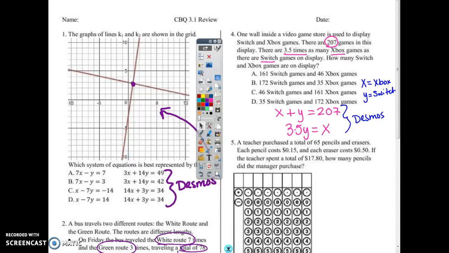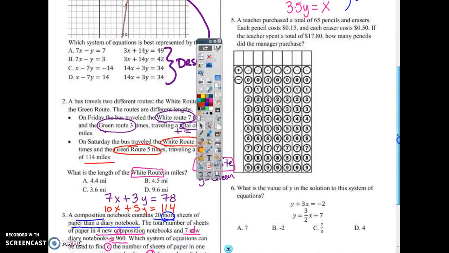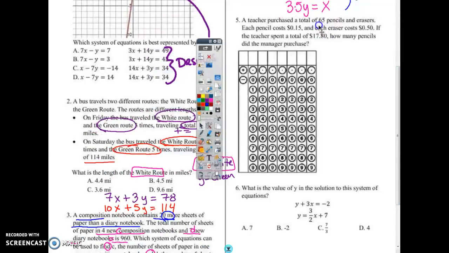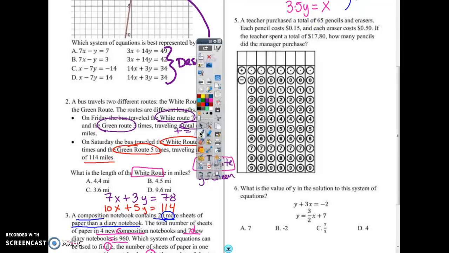Okay, let's look at the next problem, problem number 5. It says a teacher purchased a total of 65 pencils and erasers. So together, the total of pencils and erasers is 65, so X plus Y equals 65. Simple. Pencils is the X. Y is the erasers. Right? Total. X plus Y.